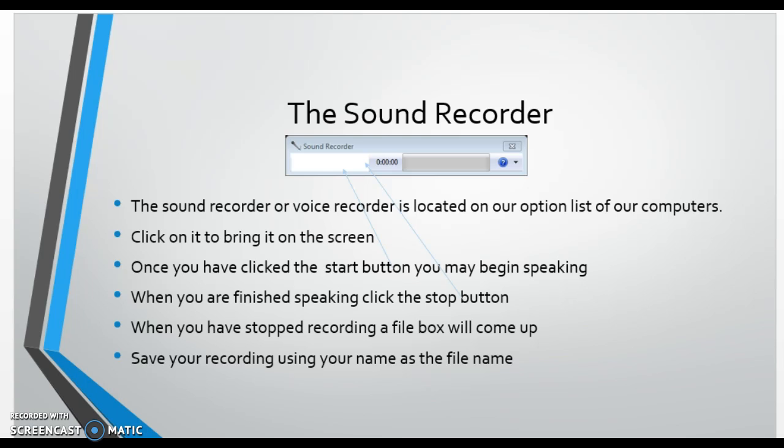To record your voice, we use the sound recorder or voice recorder that is located on our option list of all of our computers. You're going to click on it and bring it on the screen. Once you decide you want to record, you click the start button and then you begin speaking. When you are finished, that start button will now say stop, and you will click that and that stops your recording. Once you've done that, a file box pops up, and that's where you are going to put your name in so that we can save your recording to your name in our file.